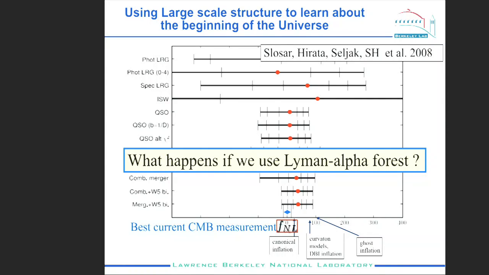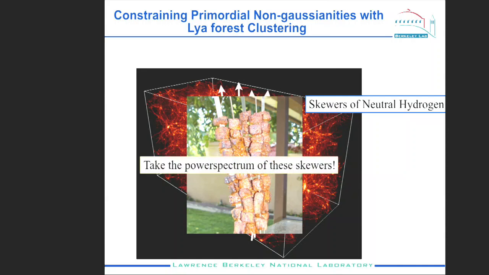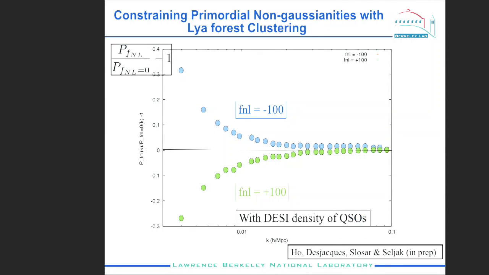So what happened was, you use Lyman alpha forest, not normal galaxies. With the skewers, we do the same thing as before. I take the power spectrum, and I take the ratio of this dashed line to the solid line. So I take the ratio of the power spectrum when we have primordial non-Gaussianity versus when we do not. Okay? Fun stuff happens. This is taking the ratio and subtracting one, so it is the percentage difference from when you have no non-Gaussianity, I guess. I shouldn't say funny, but different. f_NL equals minus 100, f_NL equals plus 100.